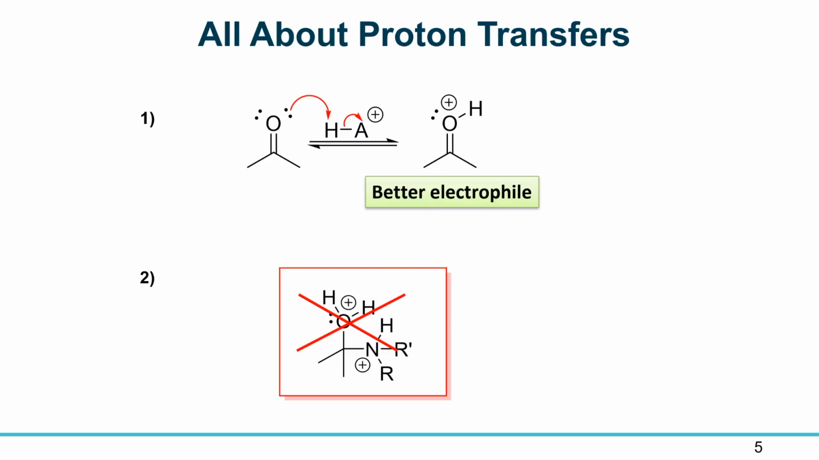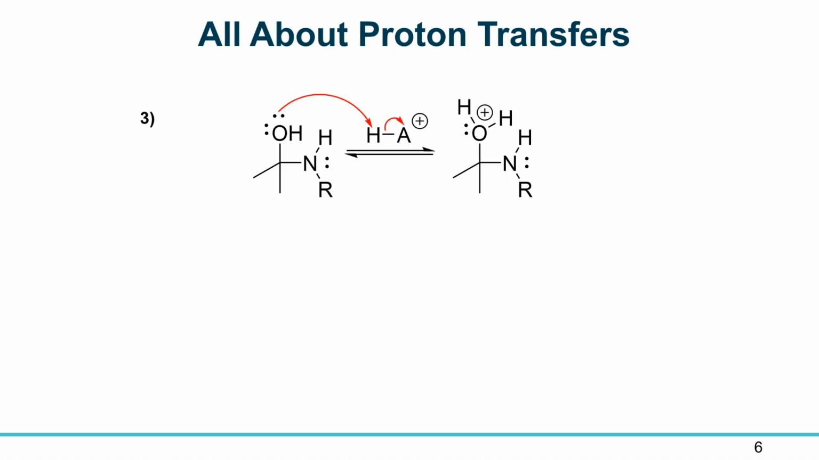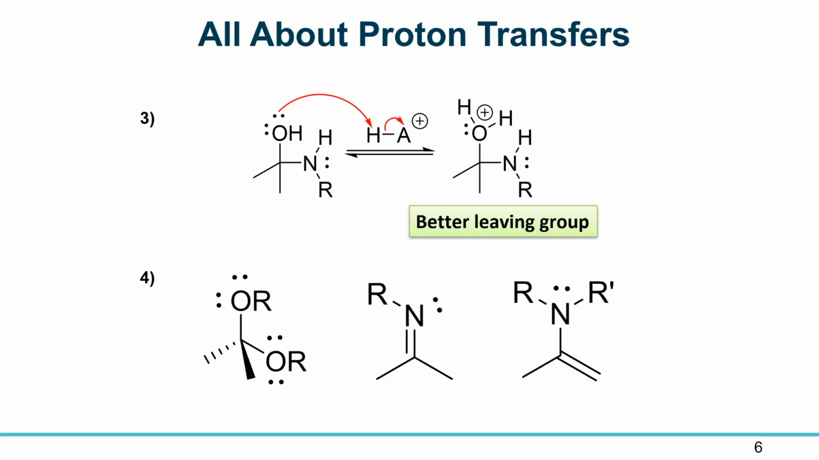Avoid proton transfers that form a second positive charge in a single intermediate species. Proton transfers are often used to help generate better neutral leaving groups. And proton transfers should be done to ensure the final products do not have a formal charge.